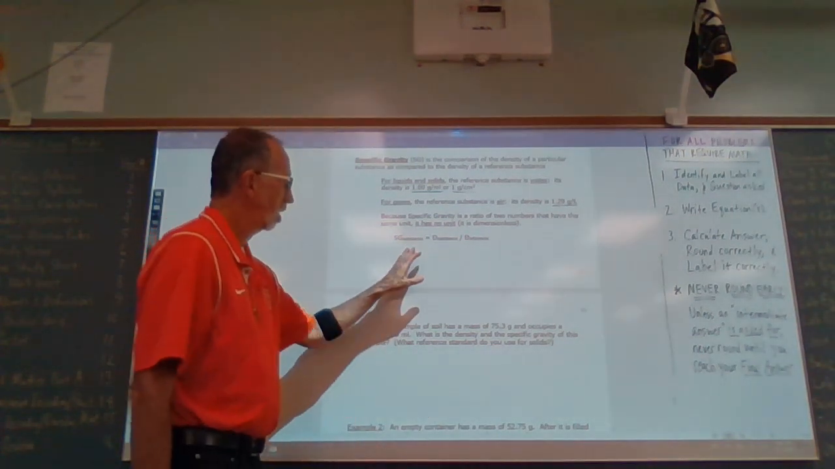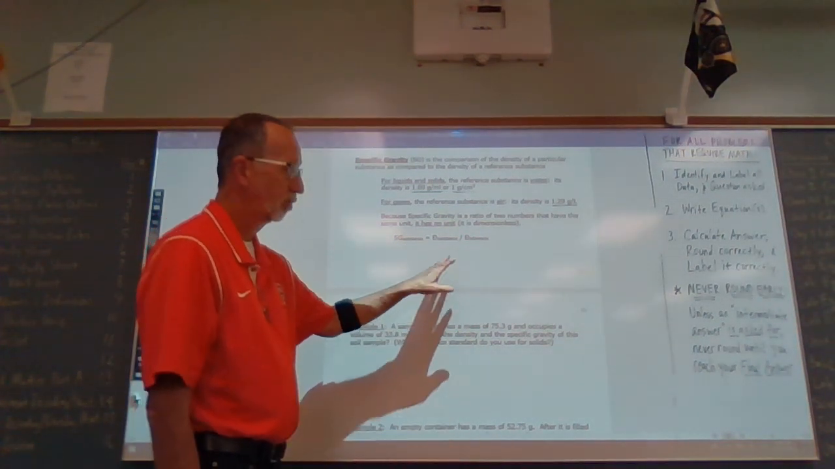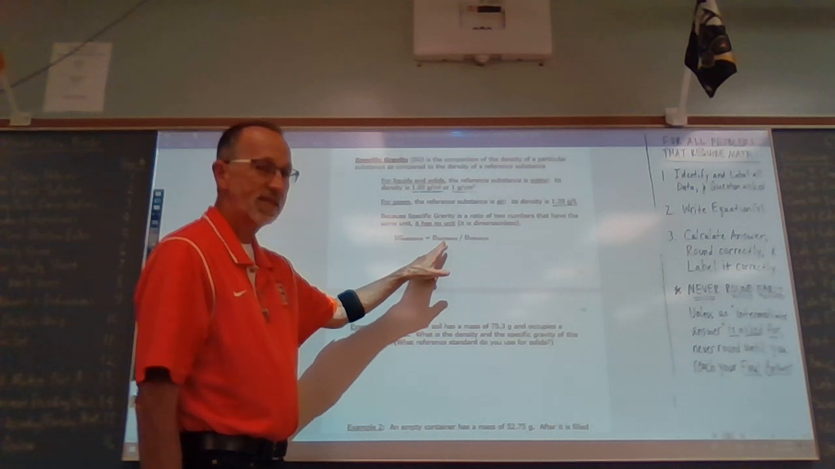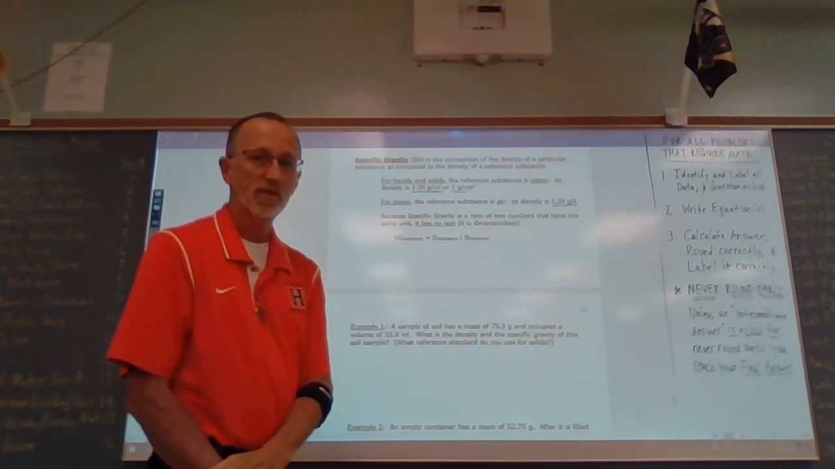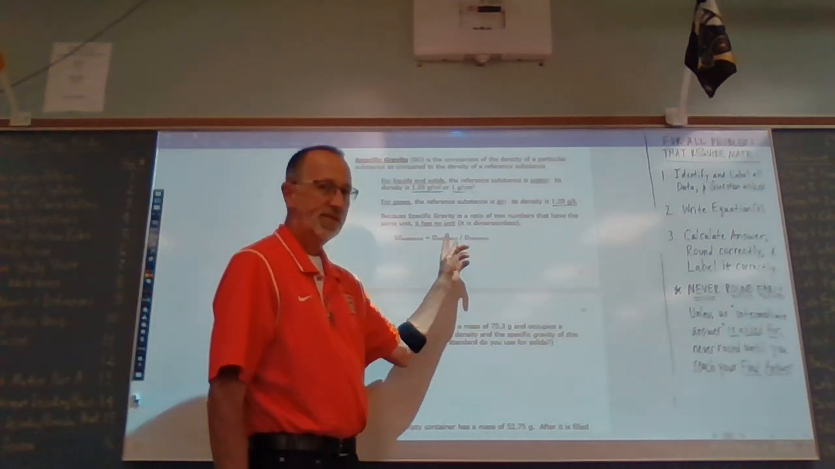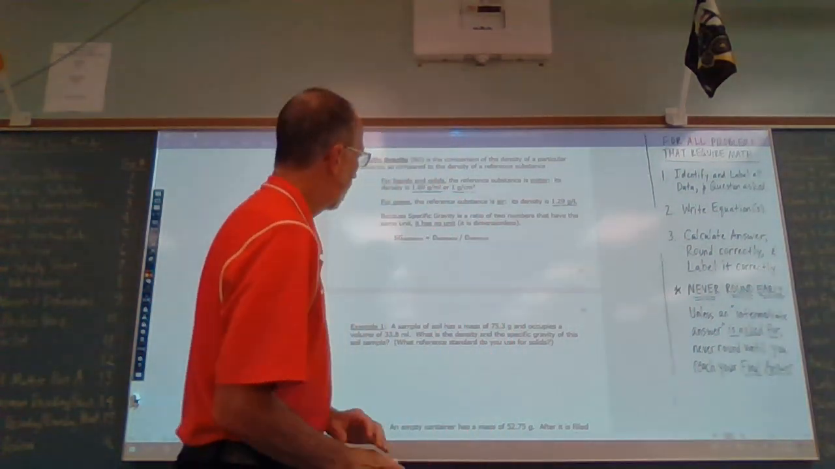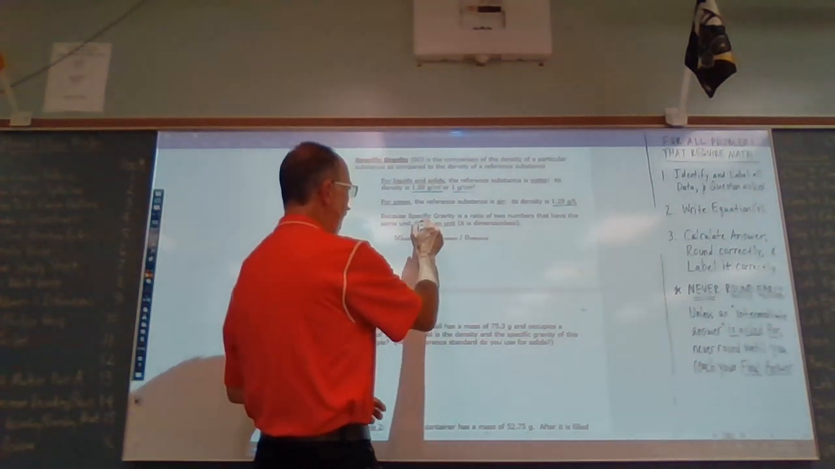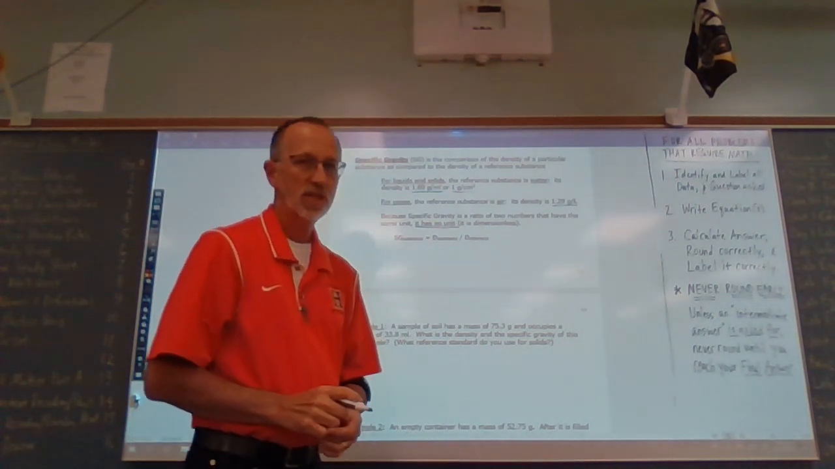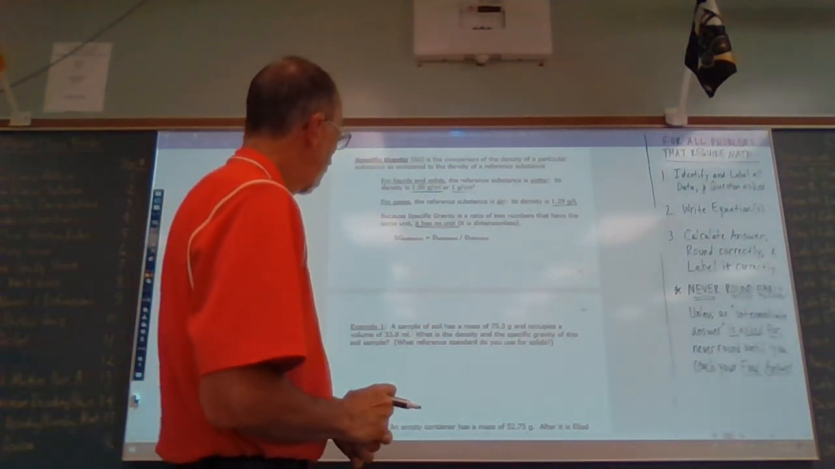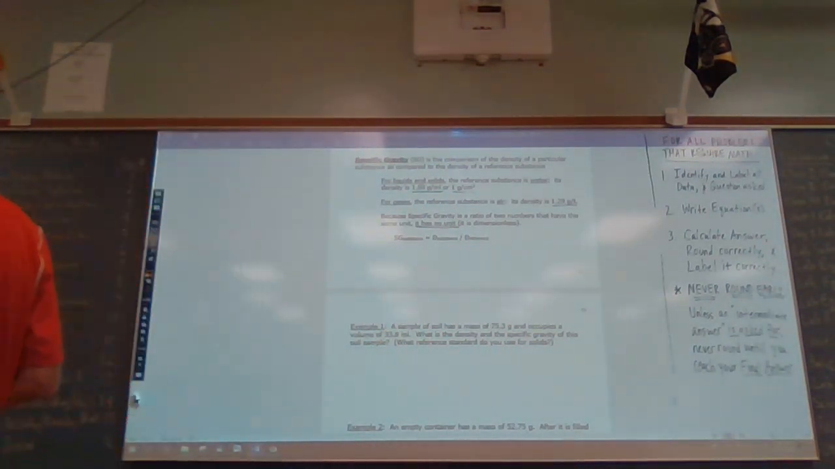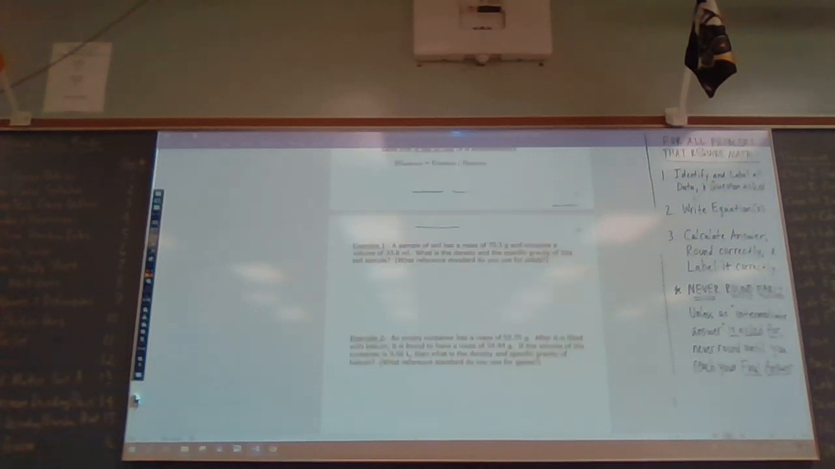So the equation for specific gravity, again, is a ratio: the density of the substance divided by the density of the reference. These two densities have the same unit, so mathematically those units would cancel, and thus specific gravity has no unit. It is just a number. All right, so let me go on here and we'll do our two sample problems.